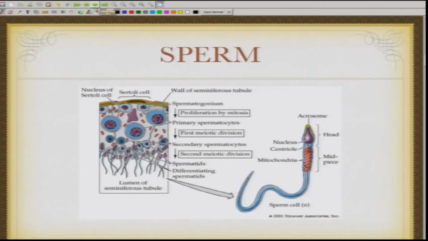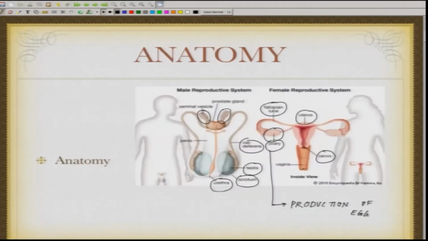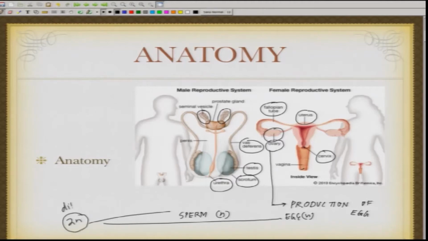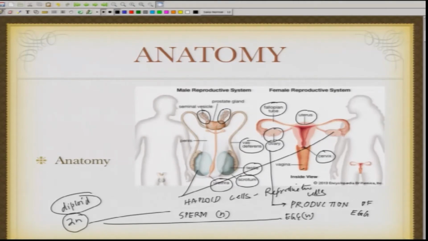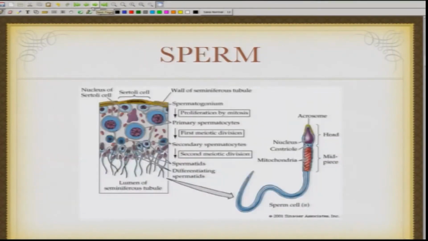And one more thing, if I take the liberty to go back to the first slide: the sperm produced in the testes are haploid, unlike other cells of the body, and these haploid cells make it 2n, which is deployed post fertilization. So it means these organs are producing haploid cells, which are your reproductive cells. Now coming back to the sperm production.